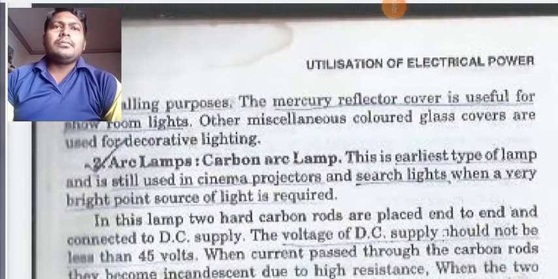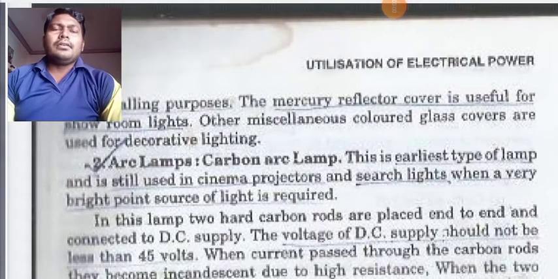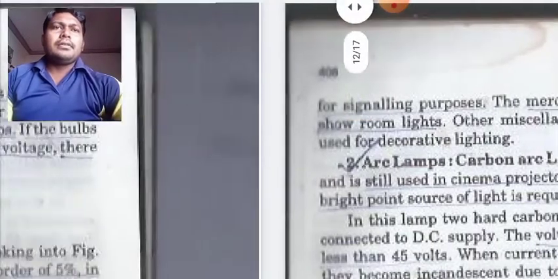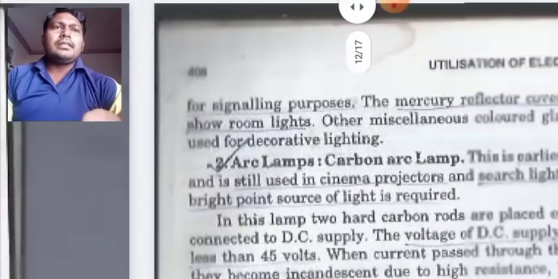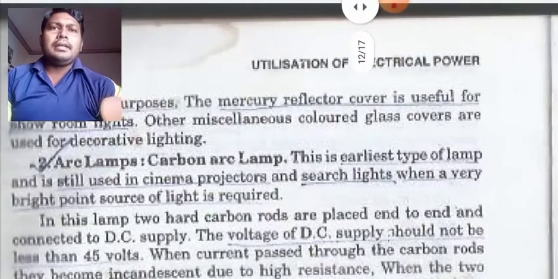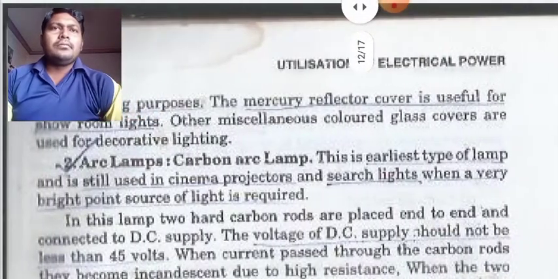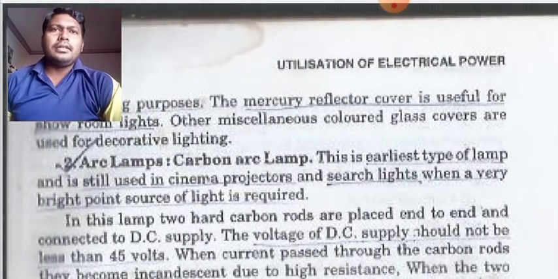Today we will discuss arc lamps. In our last class, we discussed the incandescent lamp. So, in this class, we will discuss the arc lamp, and this class is for 5th semester diploma electrical students.